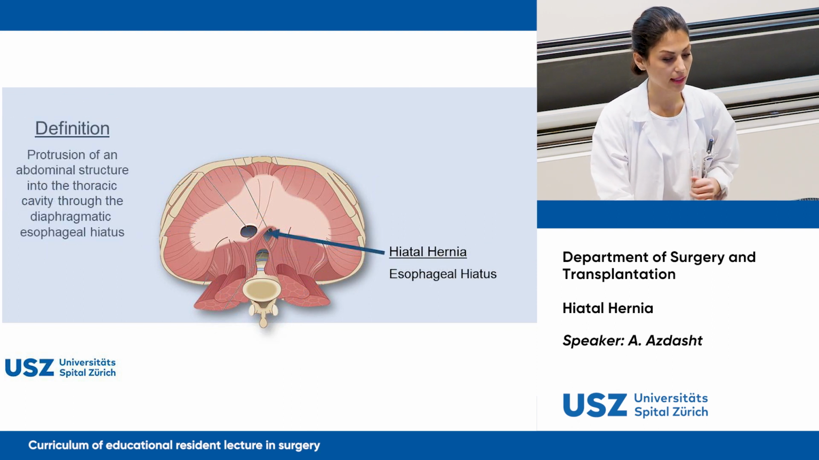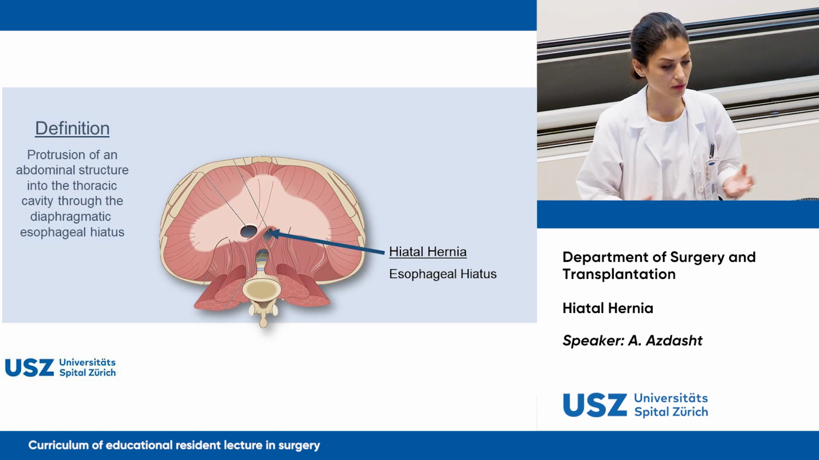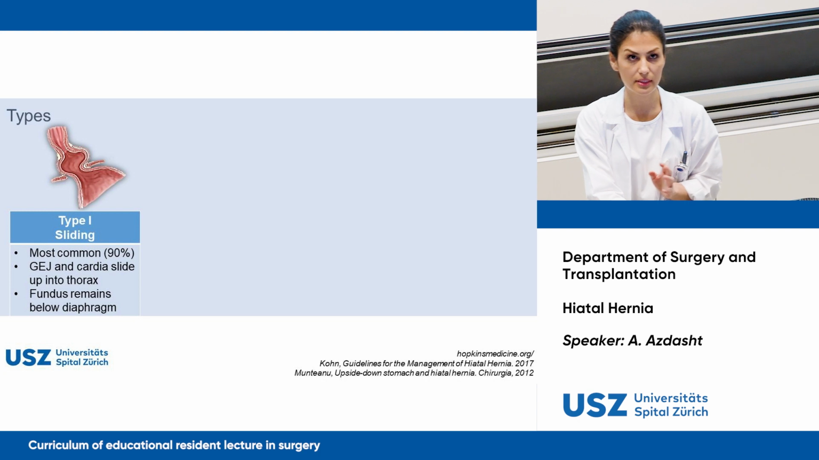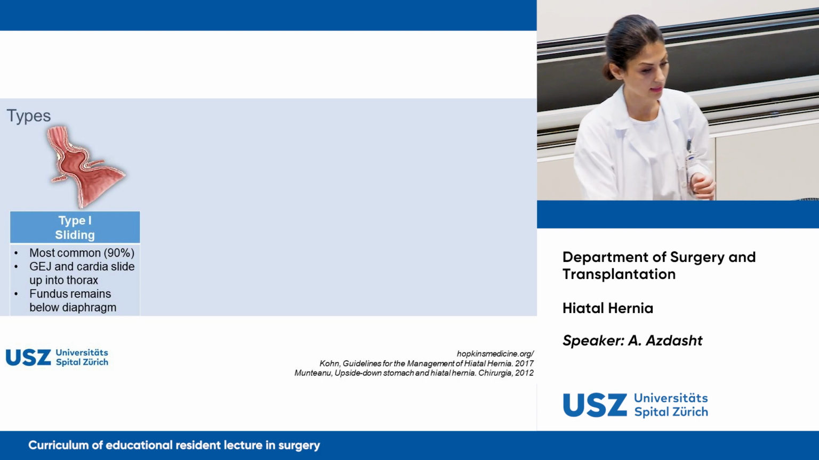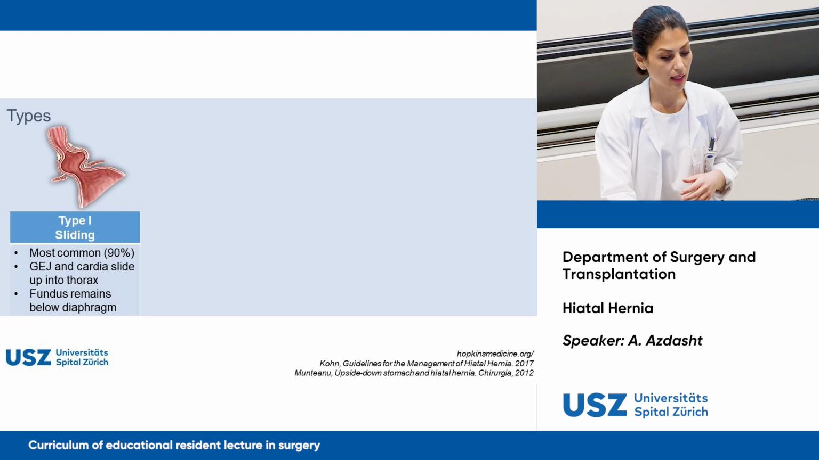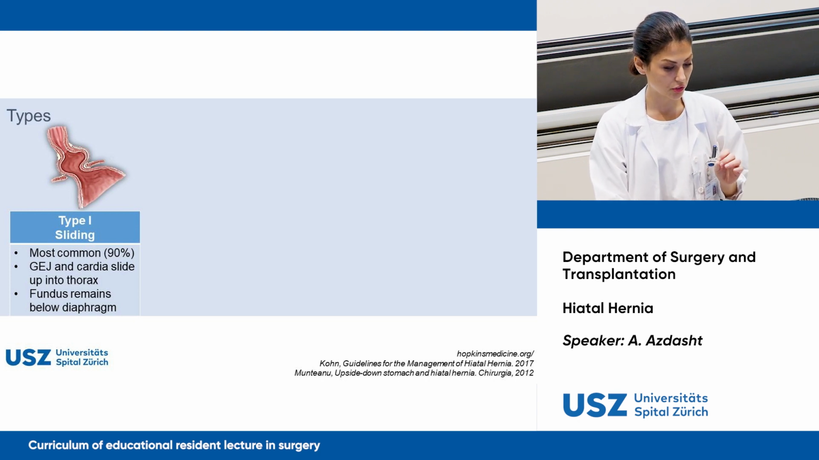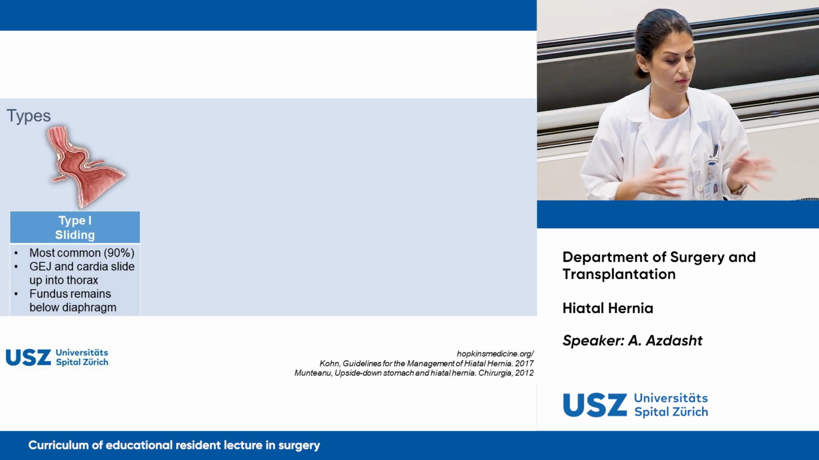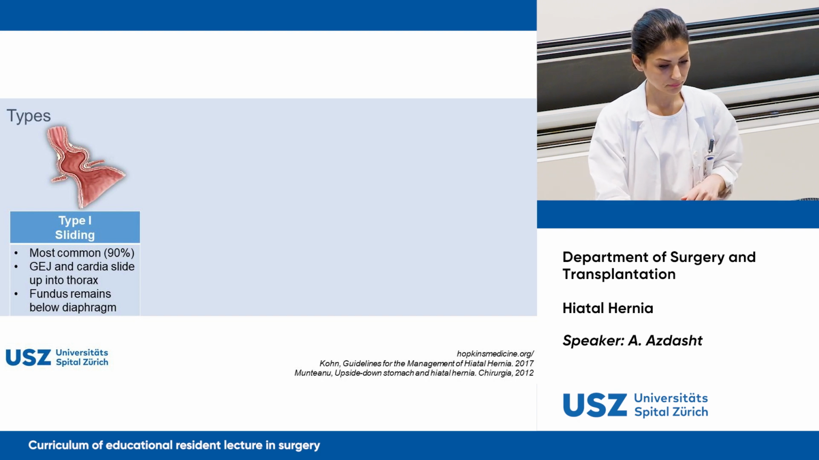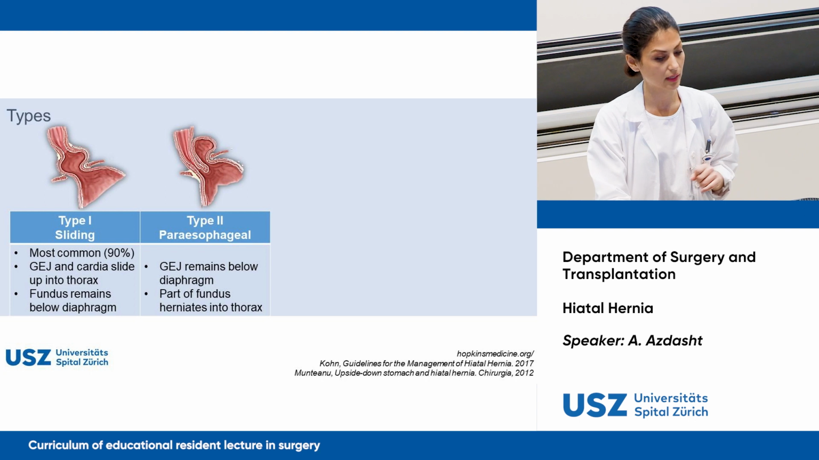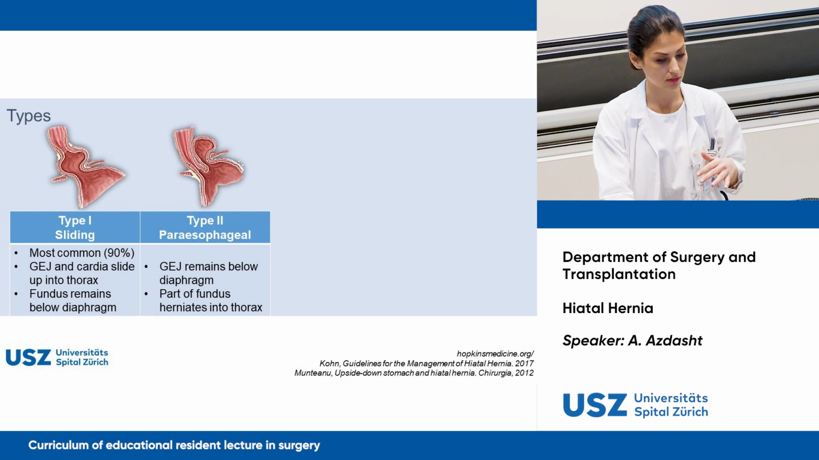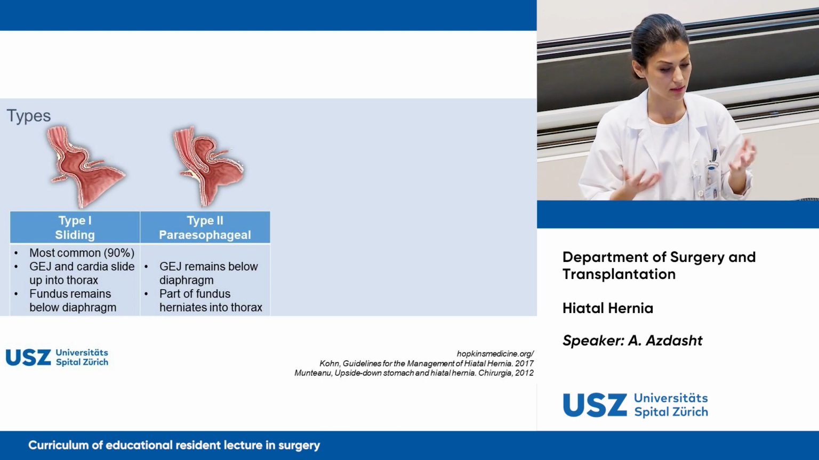So the definition of a hiatal hernia is a protrusion, a herniation of an abdominal structure into the thoracic cavity, and this through the esophageal hiatus. We have different types of hiatal hernia, starting with type 1. This is a sliding hernia, which is most common, and where the gastroesophageal junction and the cardia slide up into the thoracic cavity. This can be intermittent, whereas the fundus remains below the diaphragm. In contrast to that, we have the paraesophageal hernia, where it is actually vice versa. So the gastroesophageal junction remains under the diaphragm, but part of the fundus herniates into the thoracic cavity.